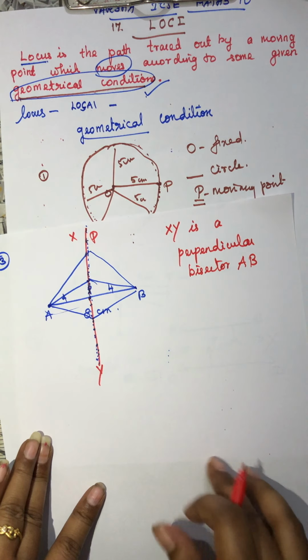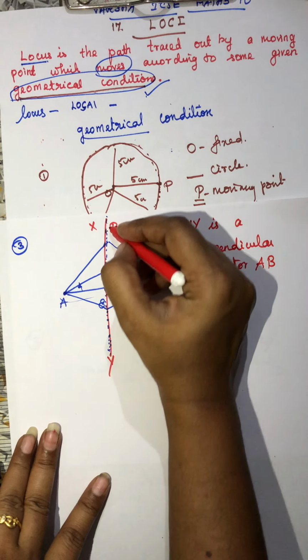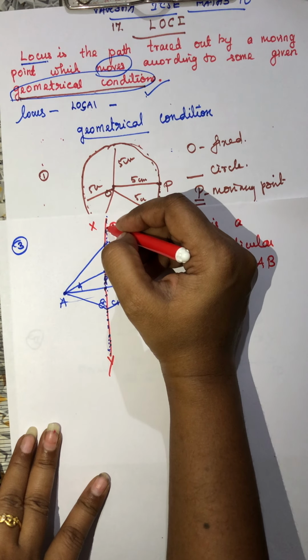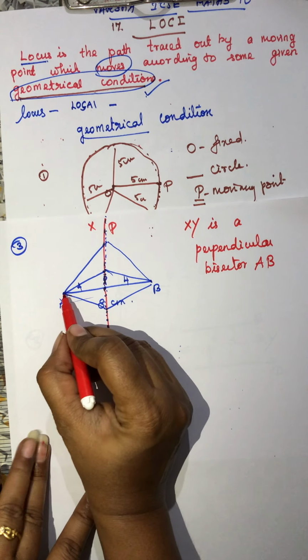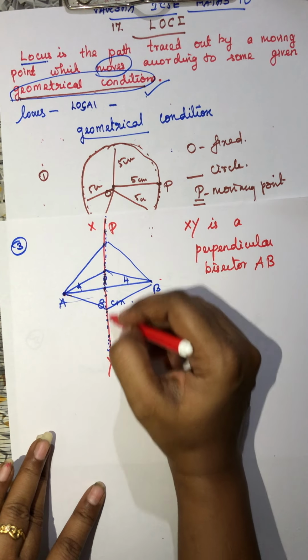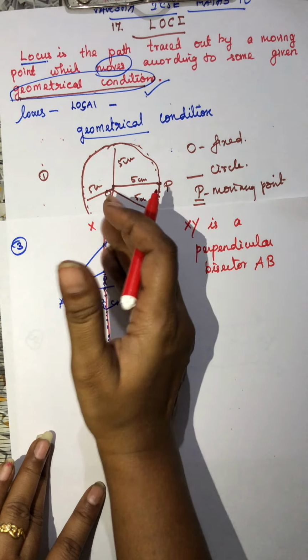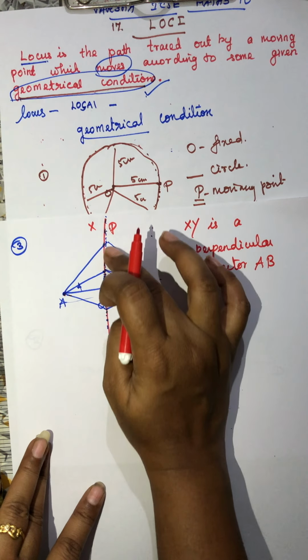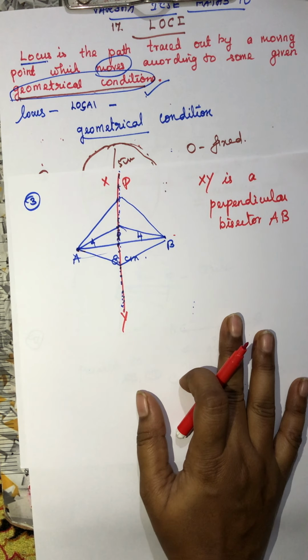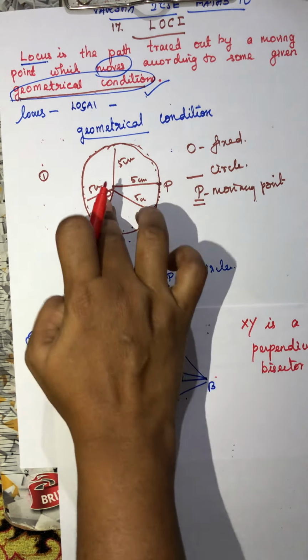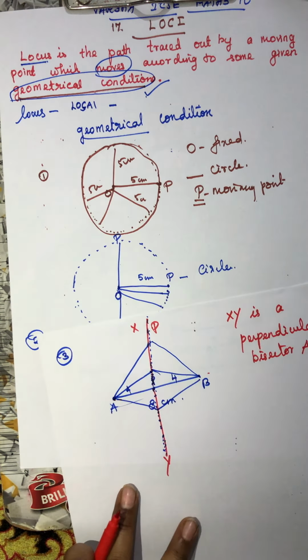See, the locus of P is a point moving according to the geometrical condition. What is that condition? The condition is that it is at equal distance from the points A and B. The distance is not changed, so it moves according to this condition. After joining, we get the perpendicular bisector of AB. Okay students, do you understand? So we have a circle, a parallel line and this perpendicular bisector.